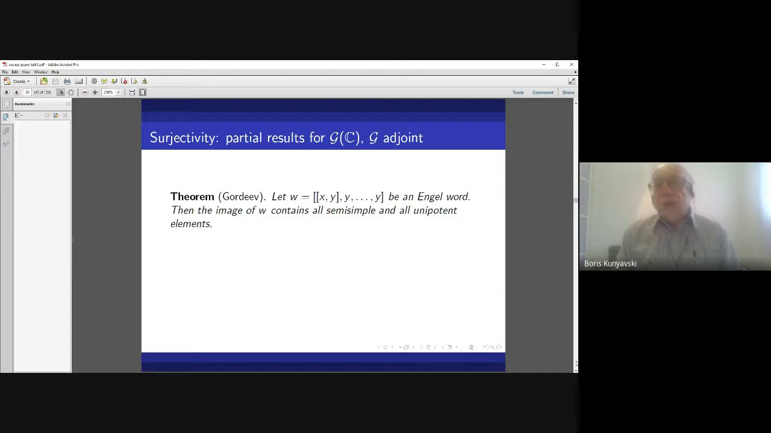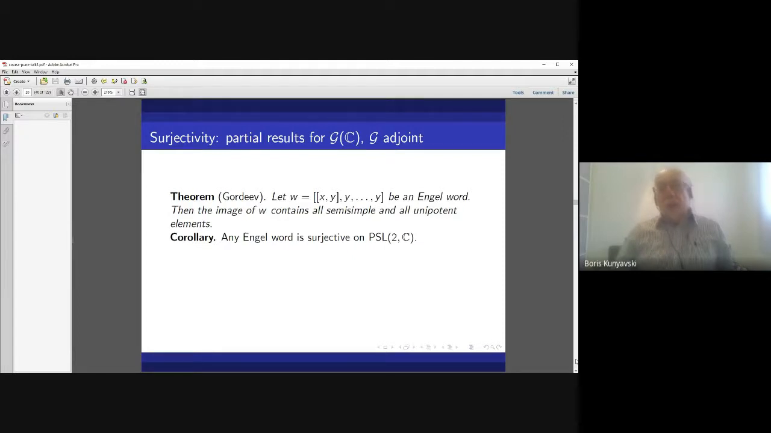Let's go in the direction of commutators and slightly more general words, say iterated commutators. I call it an engel word. Then we know the image of such a word contains all semisimple elements and all unipotent elements, but in general, it's not known whether it's surjective. So you see, even in such simple situations, there is no answer, and there is a place for research.